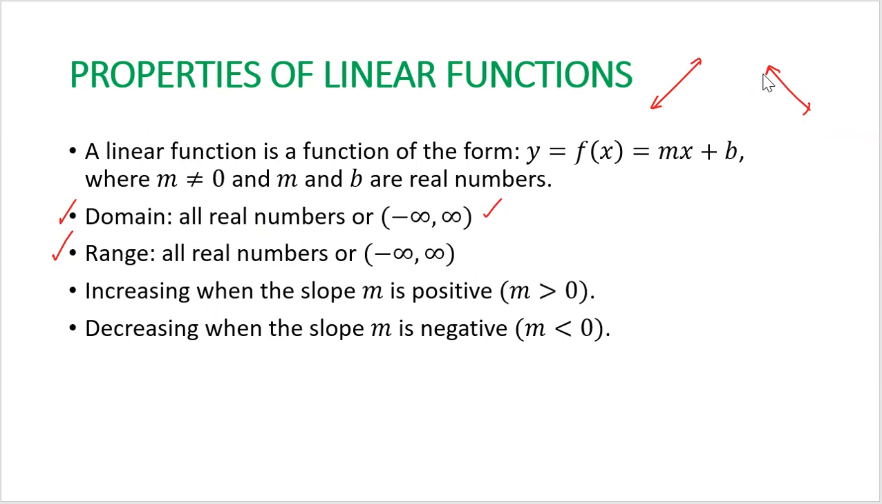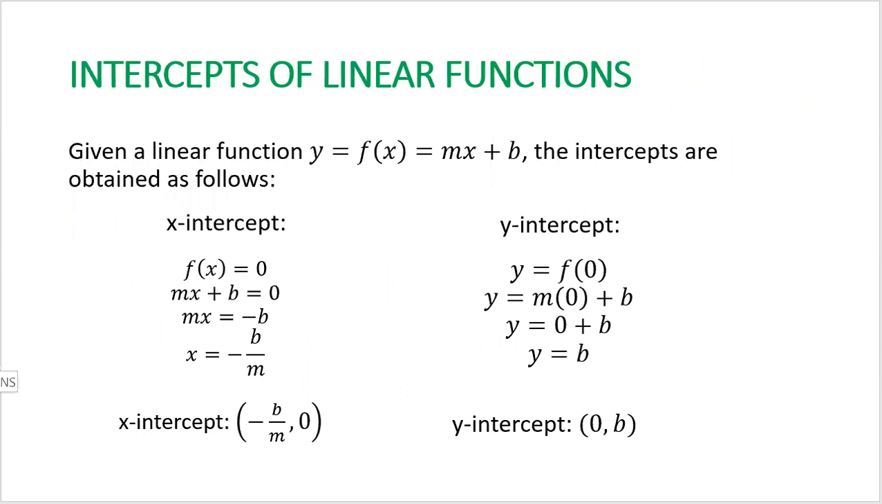Now, for the range, since the graph extends indefinitely going up and going downward, regardless if the graph is sloping upward or sloping downward, then its range will also be the set of all real numbers, or the interval from negative infinity up to positive infinity. And also, the graph is continuously increasing when the slope m is positive, and it is continuously decreasing when the slope m is negative.